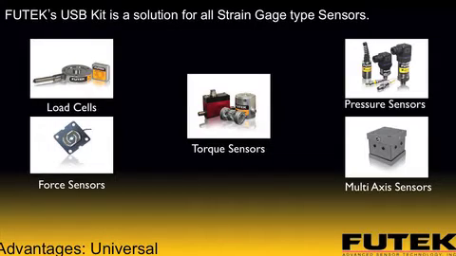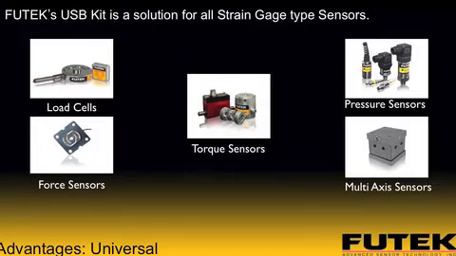The Futek USB solution is universal. It can be used for all strain gauge sensors. It can support load cells and force sensors, which can be used for tension and/or compression measurements. We also support the use of torque sensors for counterclockwise and clockwise torque.